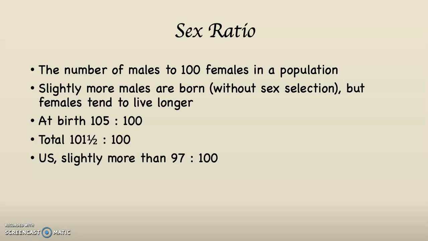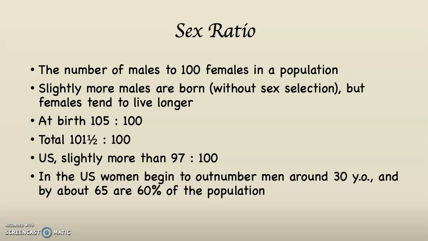In the US, it's about 97, or slightly more than 97 males to every 100 females. And actually in the United States, women begin to outnumber men around 30 years old. So at 30 years, you begin to have more females than males. And remember, there's 105 males to 100 females born. So the males begin to diminish, and by 30, females begin to take over. And by 65 years old, about 60% of the population is female.